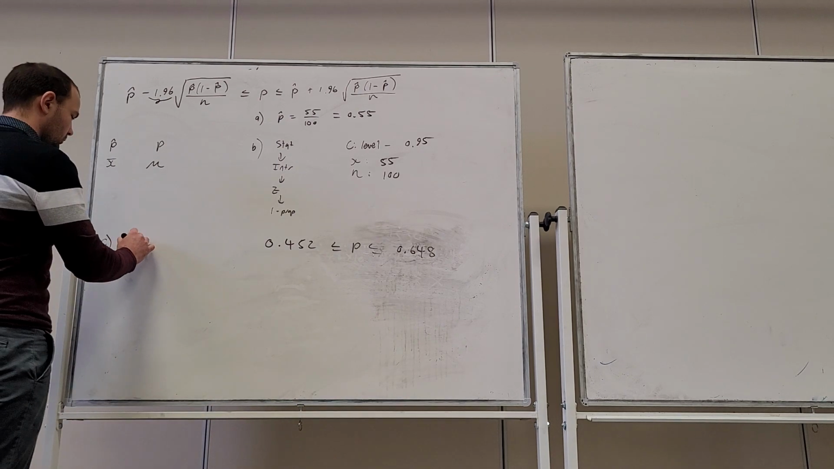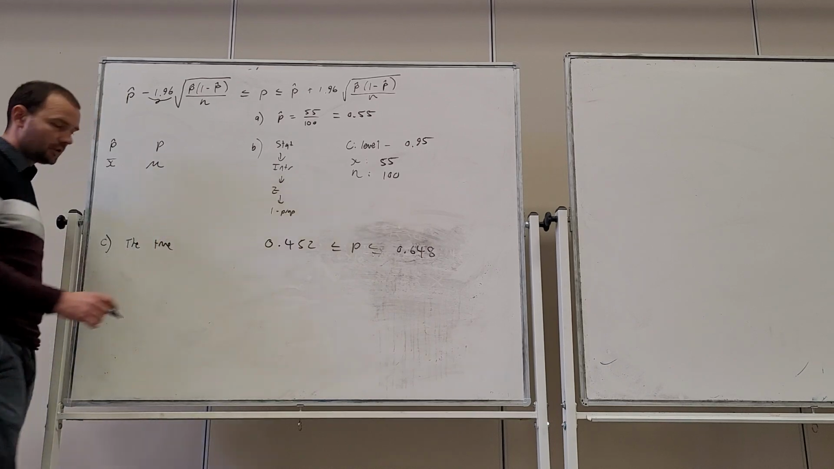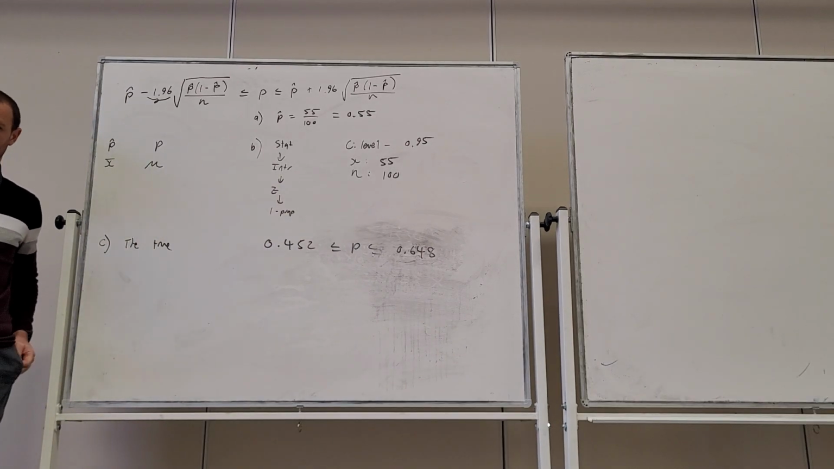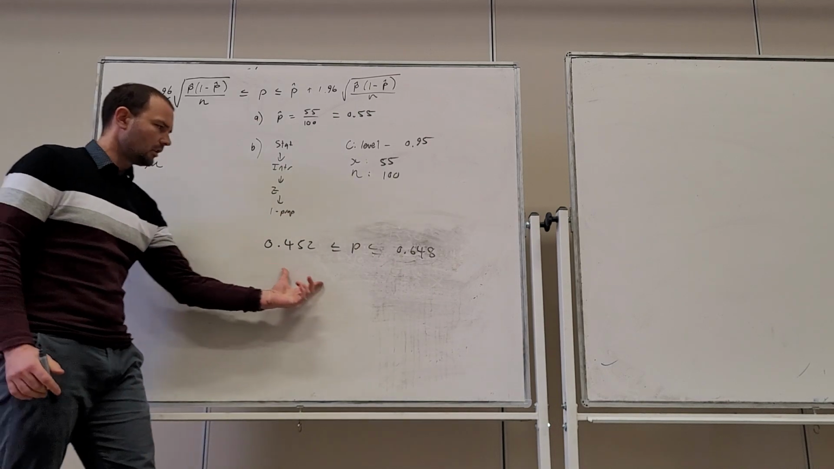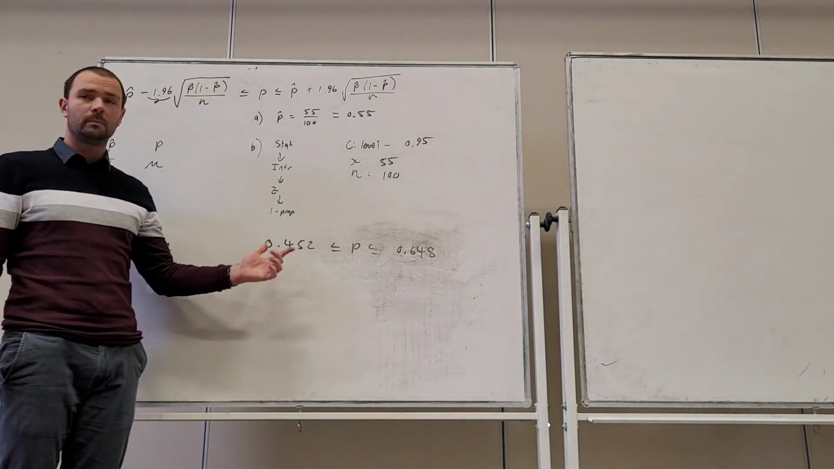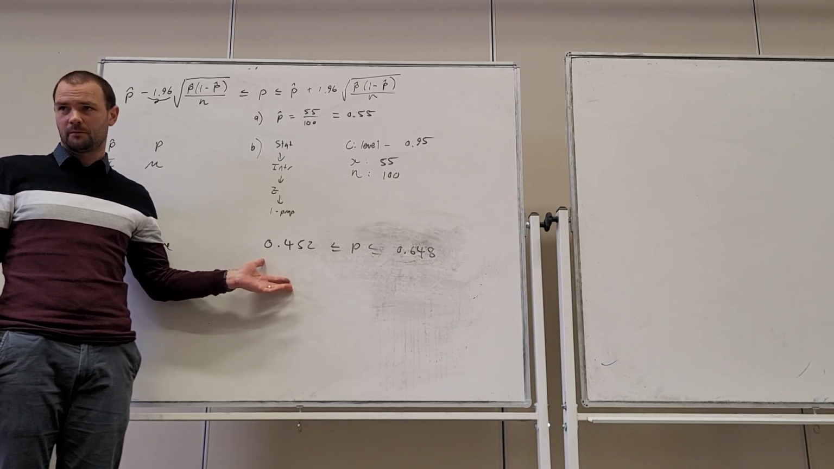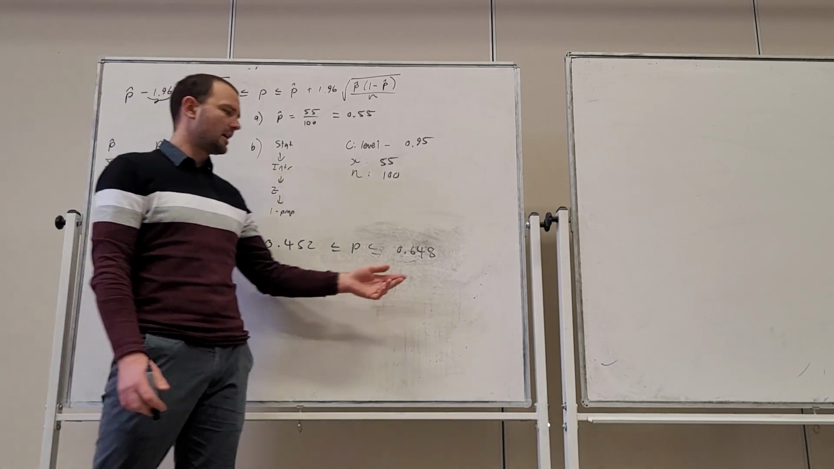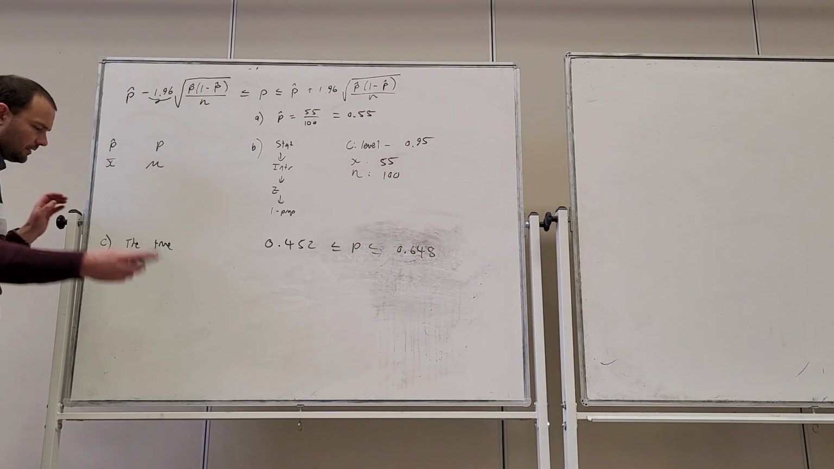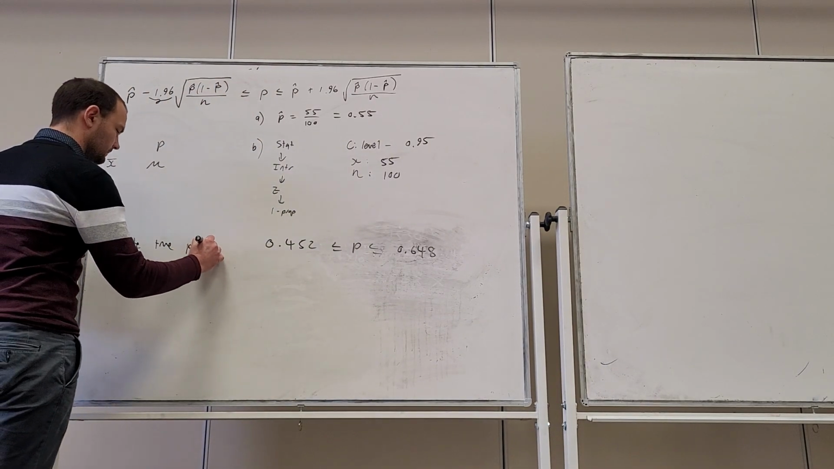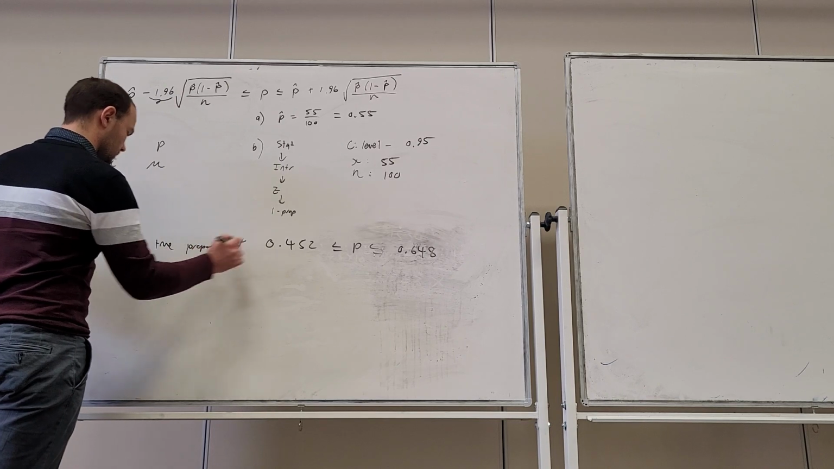So the true value of p, we are 95% confident, based off the 95% confidence interval, lies in this region. So it could be as low as 45% of students play Fortnite, but it could be as high as 64.8%. But it lies somewhere in there. True proportion of students.